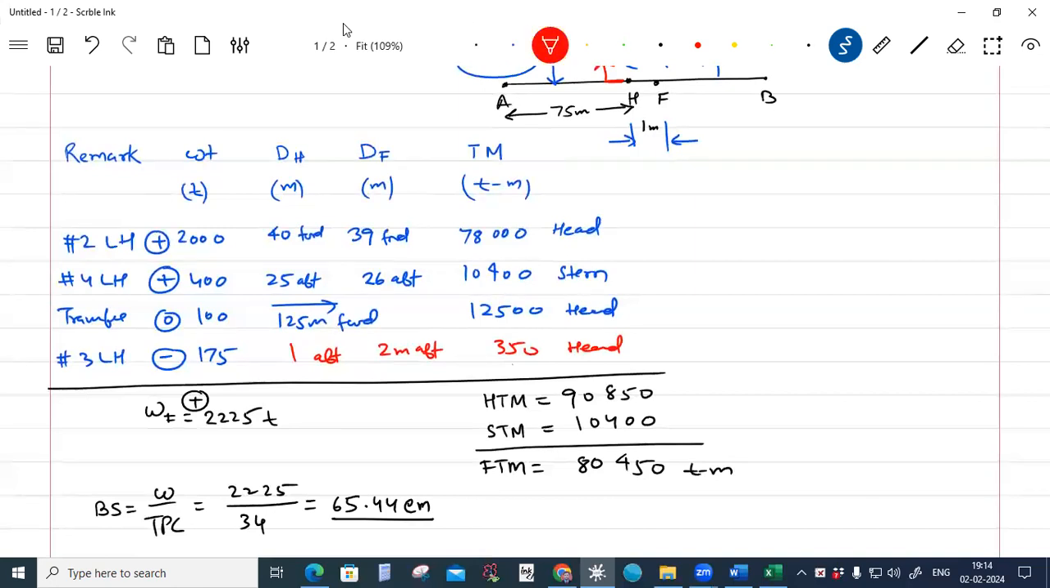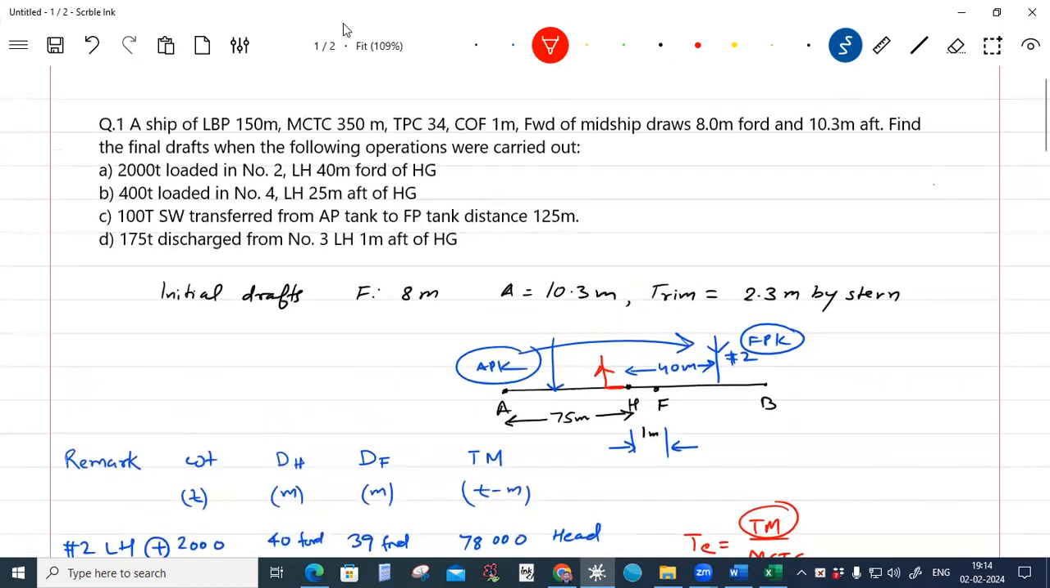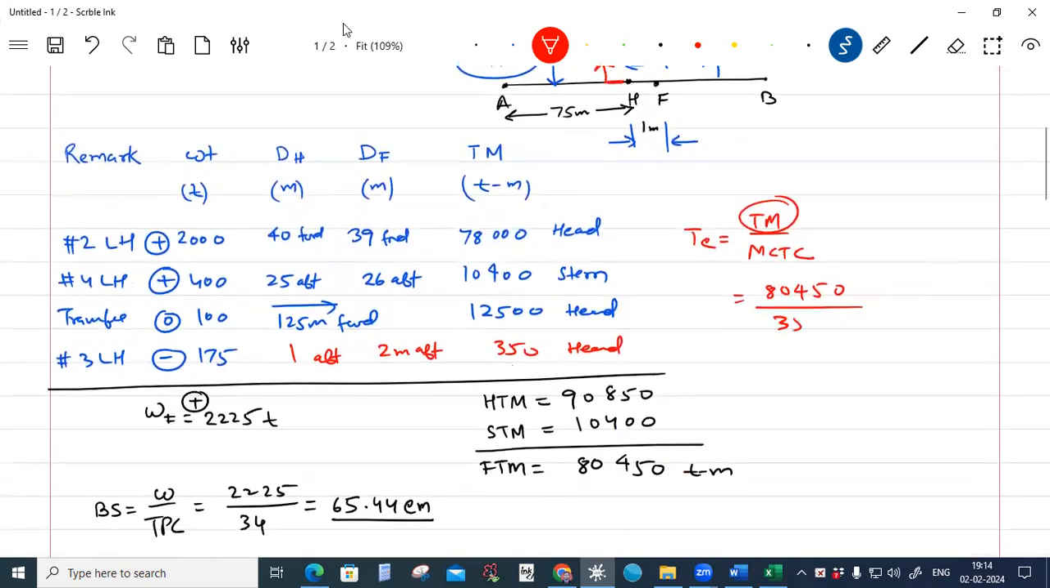I think we'll try to summarize here. You have the final trimming moment. Trim cost is trimming moment upon MCTC. This trimming moment is this one, 80450, right? Yes. And MCTC is given as 350. So how much is the trim cost? 80450 divided by 350.